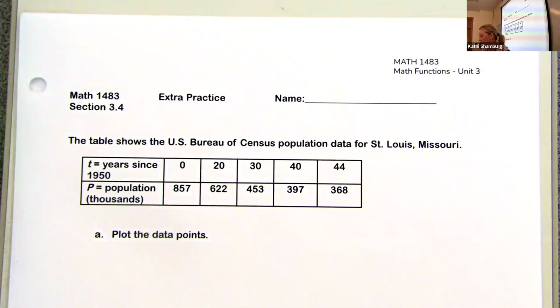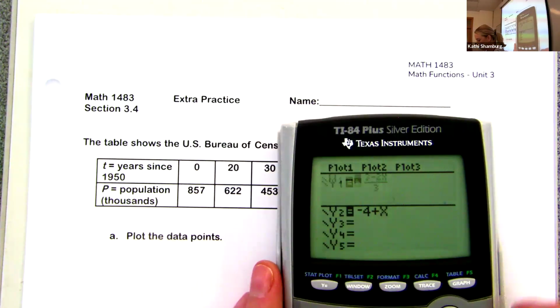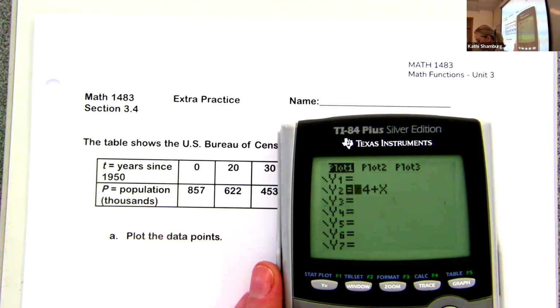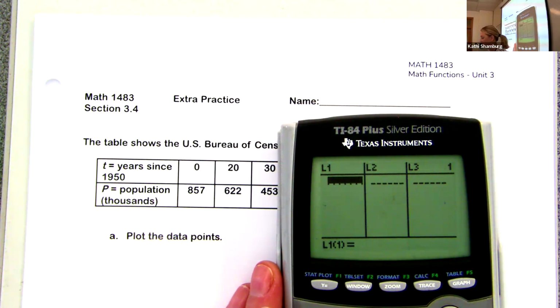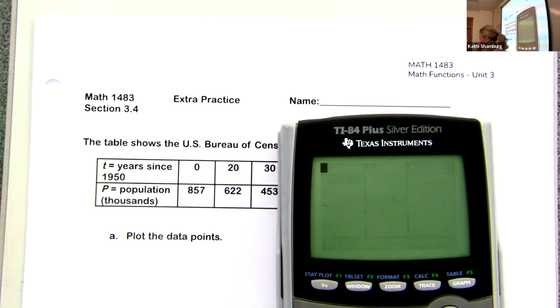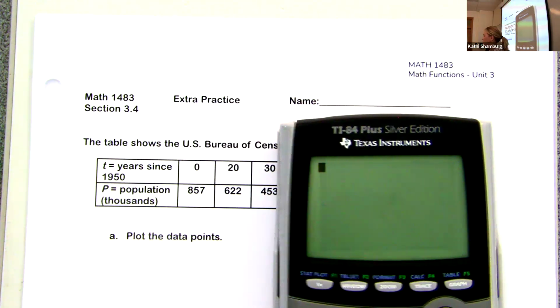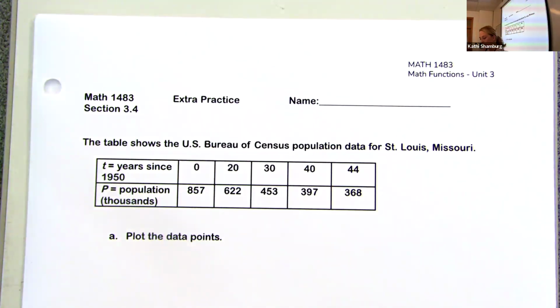Okay, so get your handy dandy calculators out. Go ahead and clear out. Make sure your plot is on, clear out any equations. And then go ahead and go to lists and clear those out if you have any numbers there. And then get it all set up. Okay, all right.